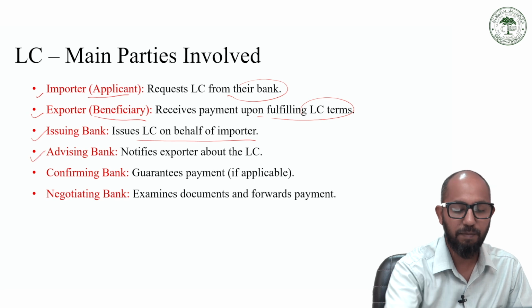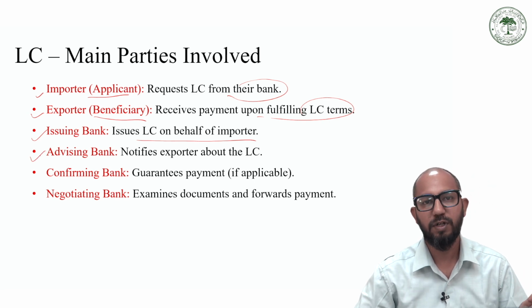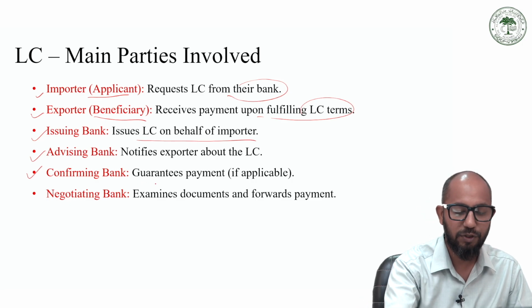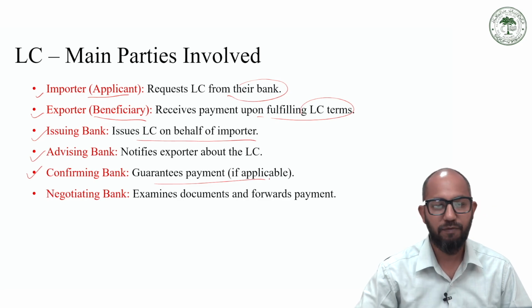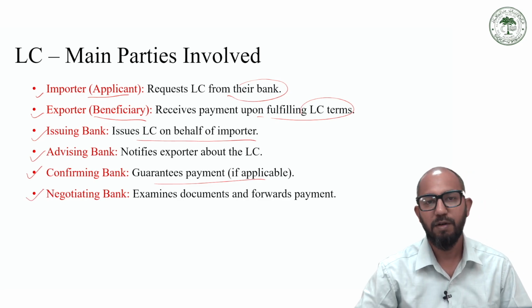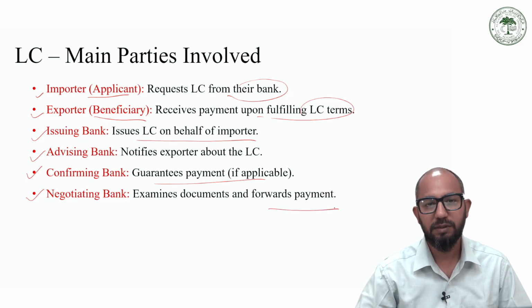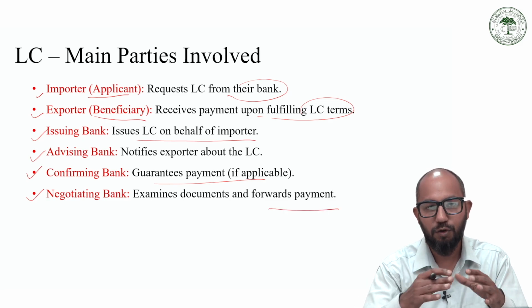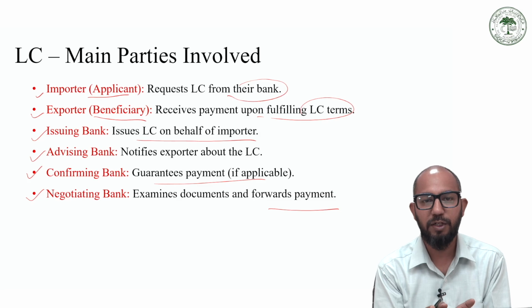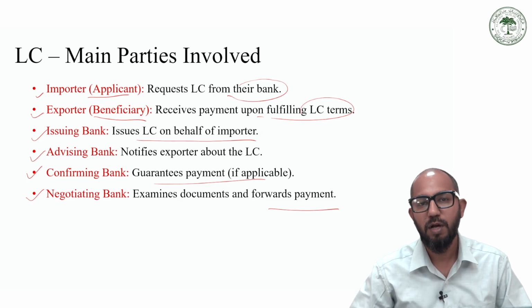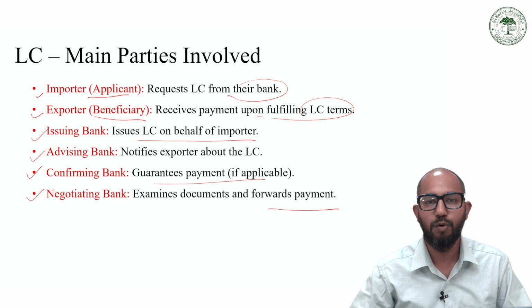Then advising bank notifies exporters about the letter of credit. This can be a home country bank as well. Then the confirming bank which guarantees payment, and finally the negotiating bank which examines documents and forwards payments. Thus, letter of credit is a comprehensive way in which financial security is maintained and the parties involved have clear terms and contracts.